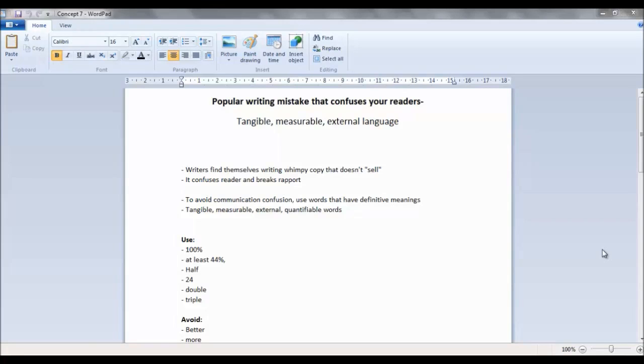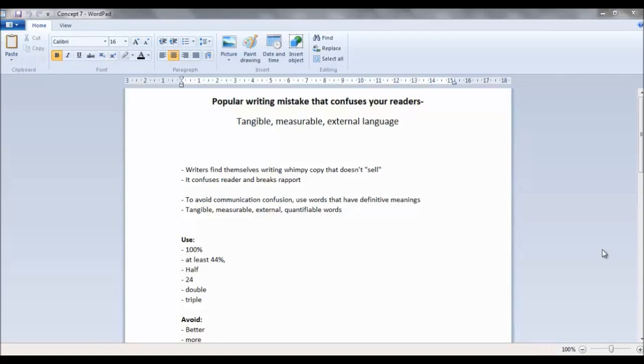Concept 7: popular writing mistake that confuses your readers. You want to be talking about tangible, measurable, external stuff and use that kind of language. Okay, so what's the issue here? Writers often find themselves writing wimpy content that does not sell. As you probably know, we are just getting bombarded with content, and we have to be constantly selling with our content. If it's in any way not really believable, then we lose our readers, right? We lose our audience, and we don't want that.